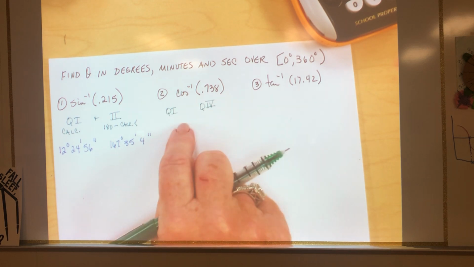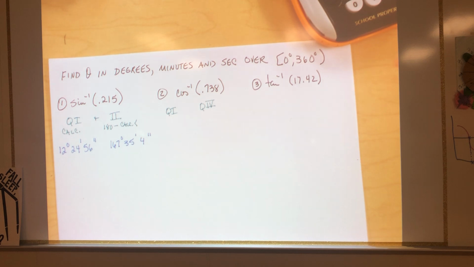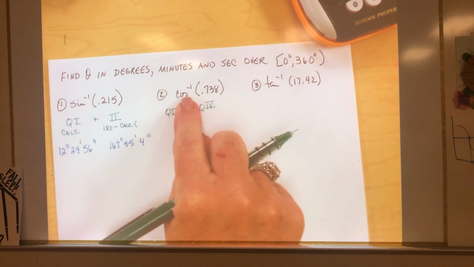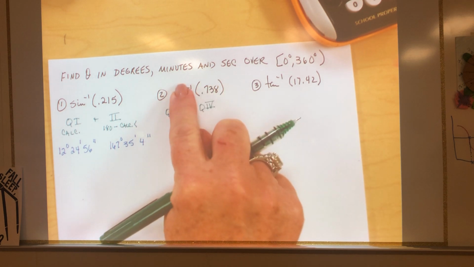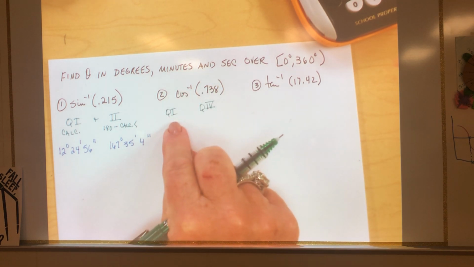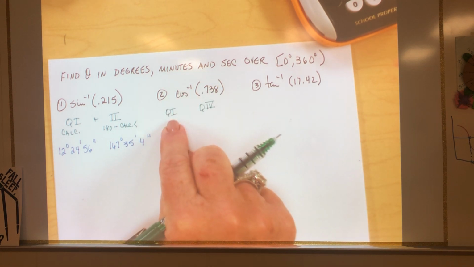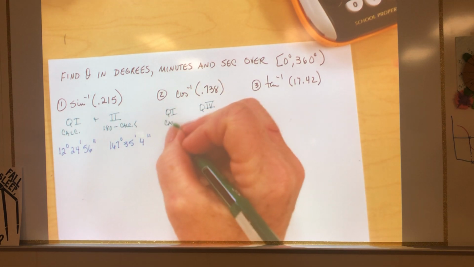So which one is the calculator going to give you? The first one. Inverse cosine is restricted to quadrants 1 and 2. He's positive in 1 and he's negative in 2. So he's obviously going to give you this guy. So this one comes from my calculator.